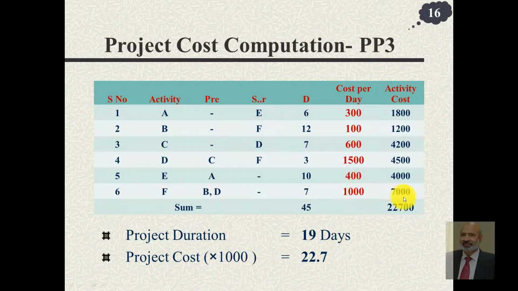You multiply these two columns and you get 22,700, whether it is rupees or dollars, and you know that the project duration was 19 days and you end up spending 22.7 thousand. In order to avoid zeros here, I have divided the number and written it in thousands, so you get 22.7k. So 19 days and the associated cost is 22,700.